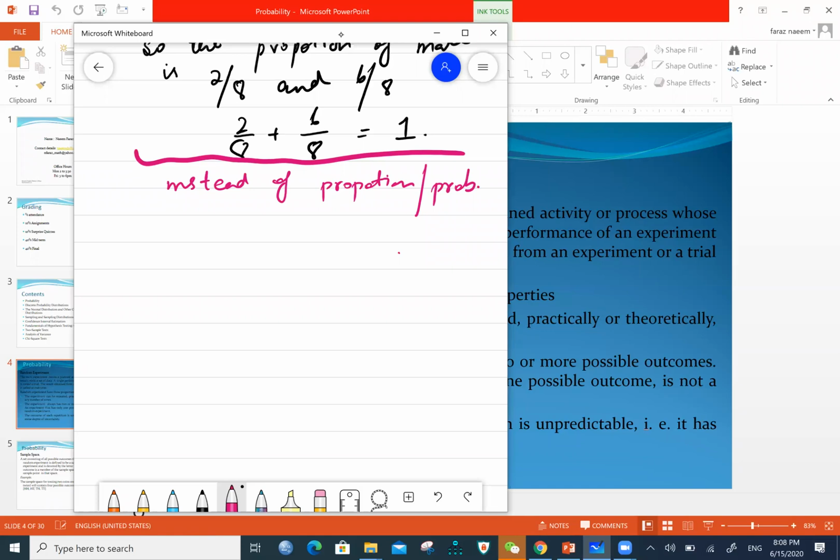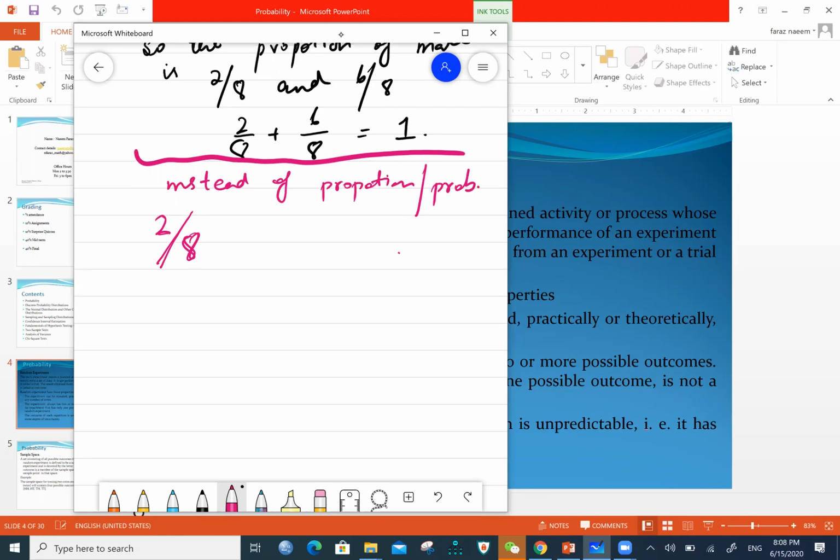In that case, you will say that there are two male students and we are selecting... wait, I put it this way: we select one male student. So in that case, we will say that we are selecting 2 by 8. Is that clear?